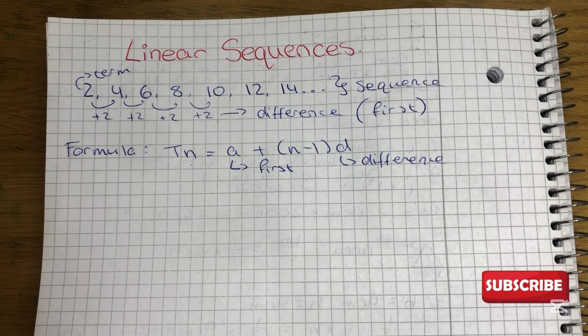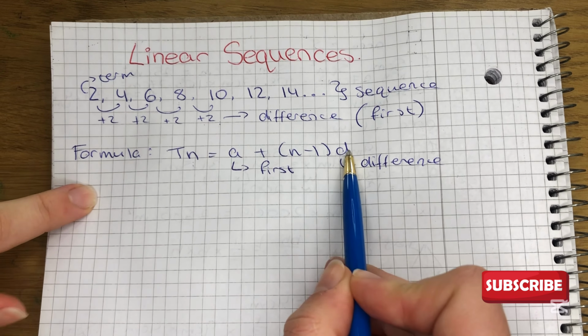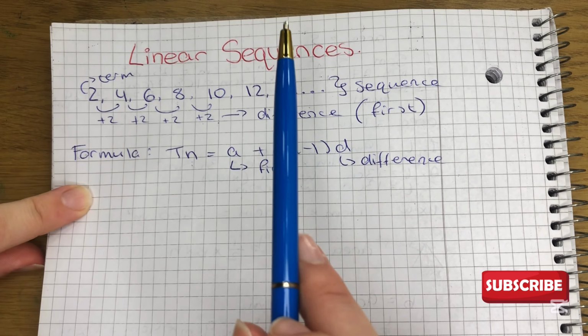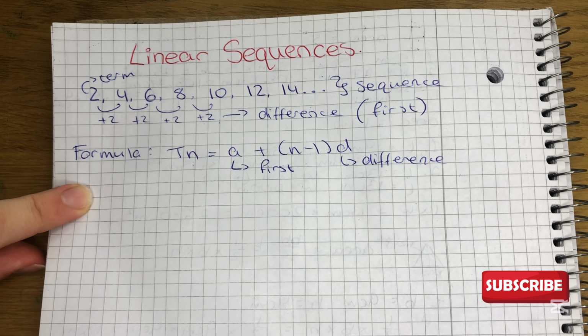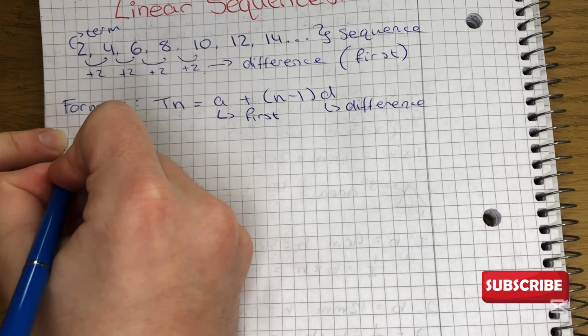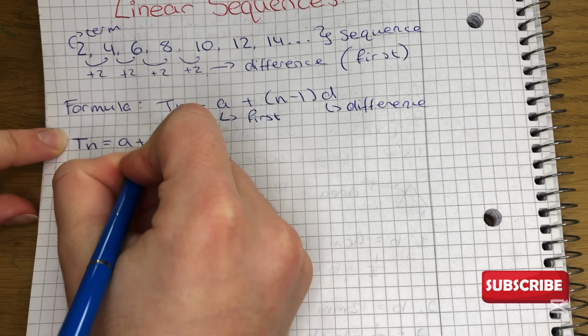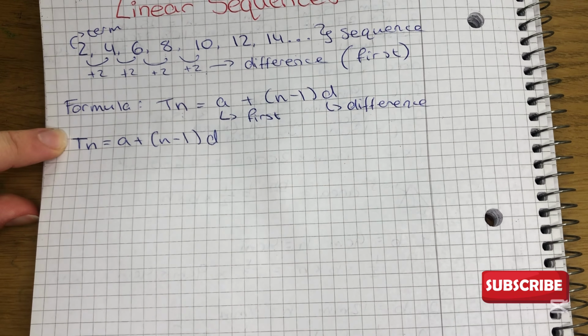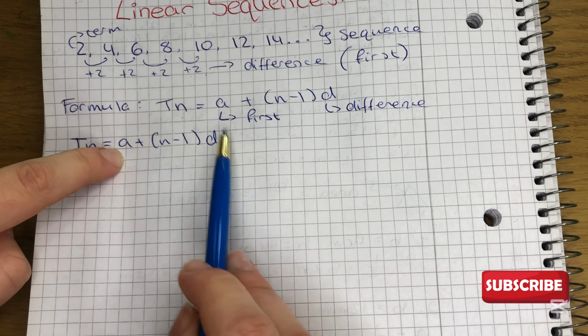Now let me visually explain this. So let's use this formula and plug it into the sequence and find our nth term. So Tn is equal to A plus n take 1 d. We have to change the A and the d. So A is the first term in the sequence. So our first term is the number 2. So 2 plus n take 1, and our difference within this sequence is 2. And plus 2, shall we note.